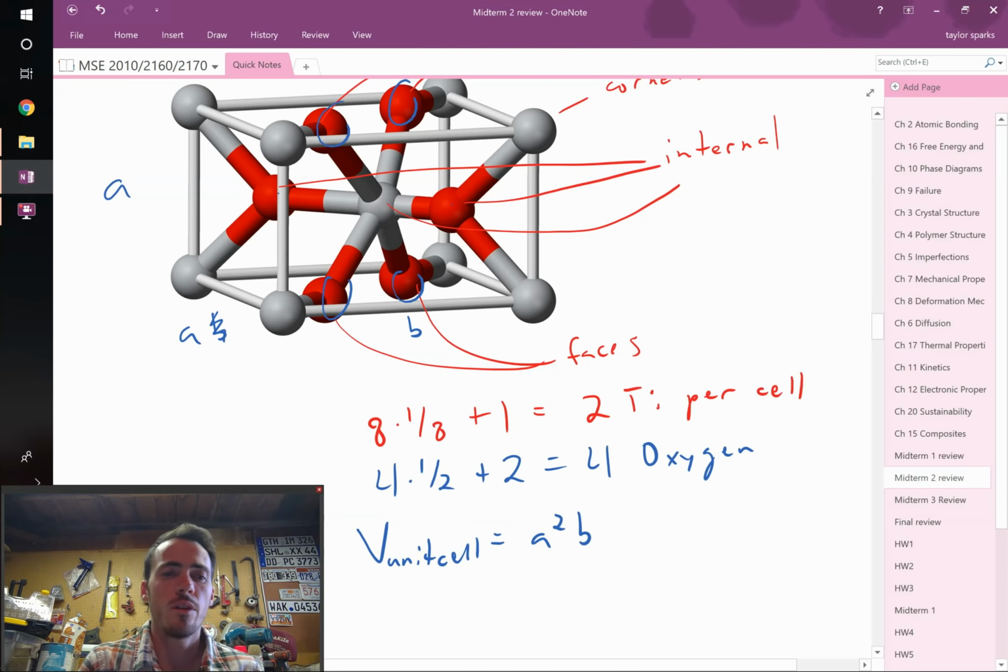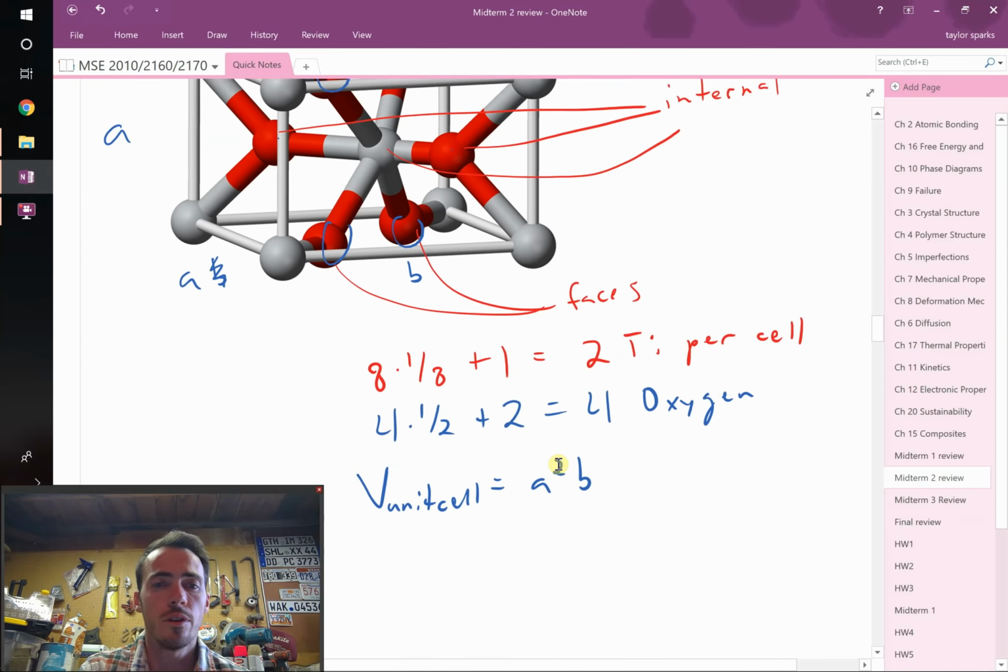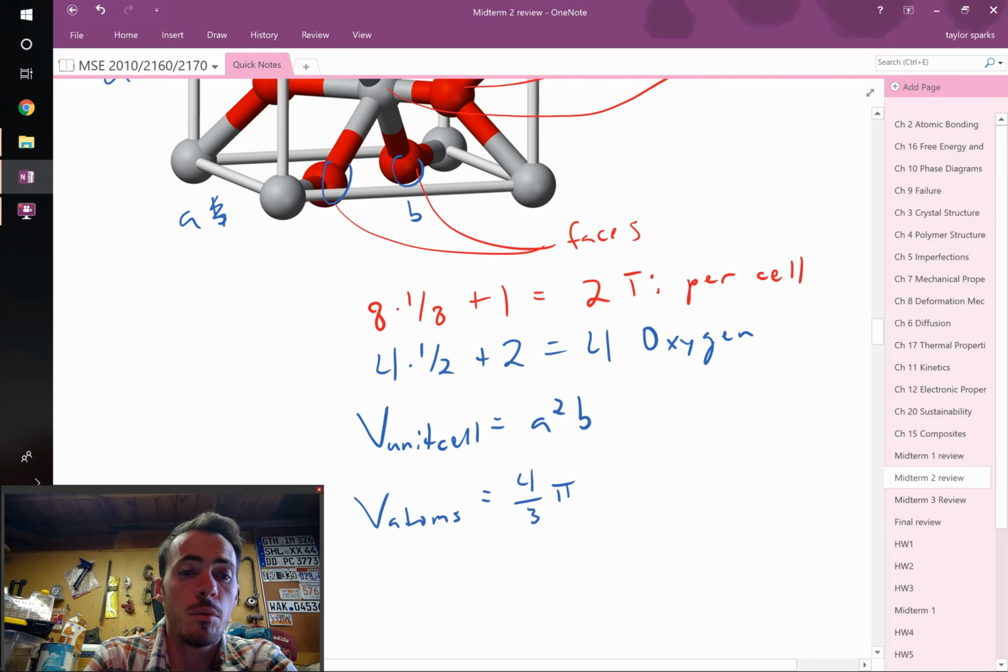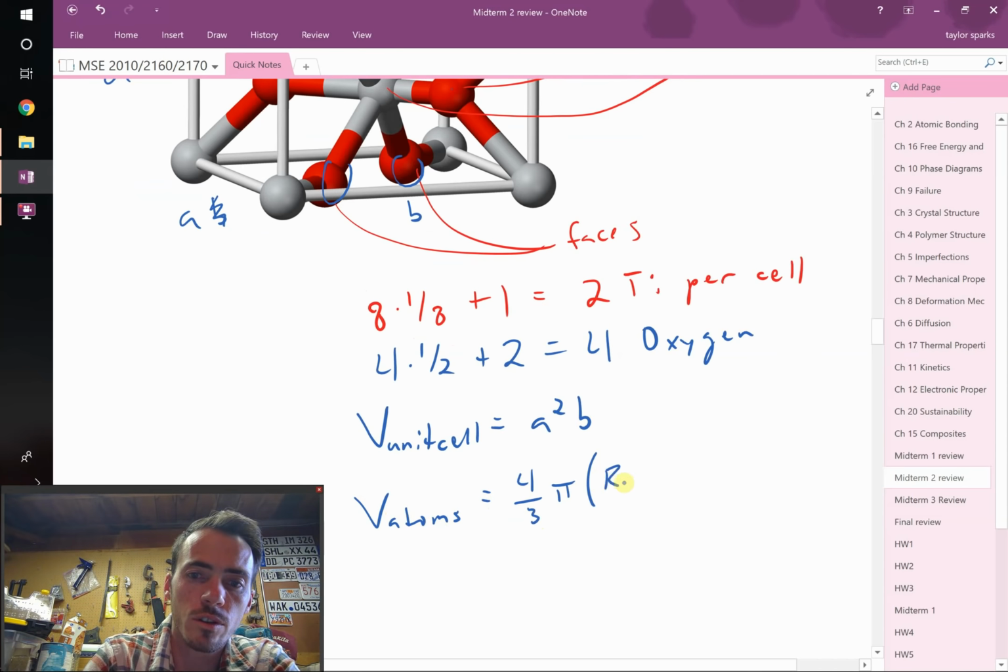And then all you need to do is figure out the volume of the different atoms, right? The volume of our atoms, well, that's going to be equal to 4/3 pi r cubed. That's the volume of a sphere. And you're going to use different radii. You're going to use the radius of titanium, and there's 2 of these, plus you're going to have 4/3 pi r oxygen cubed, and there's going to be 4 of those.